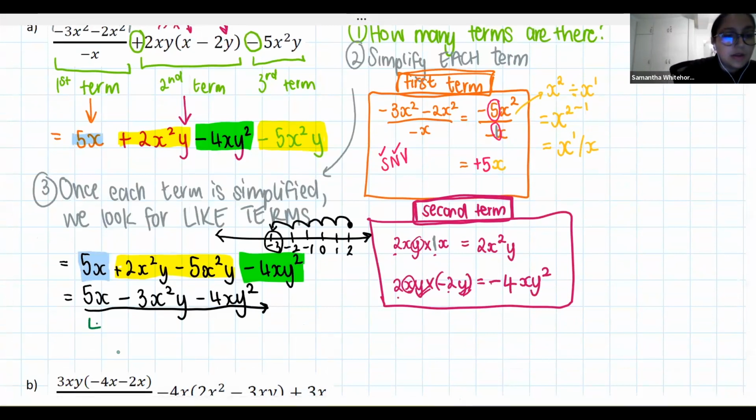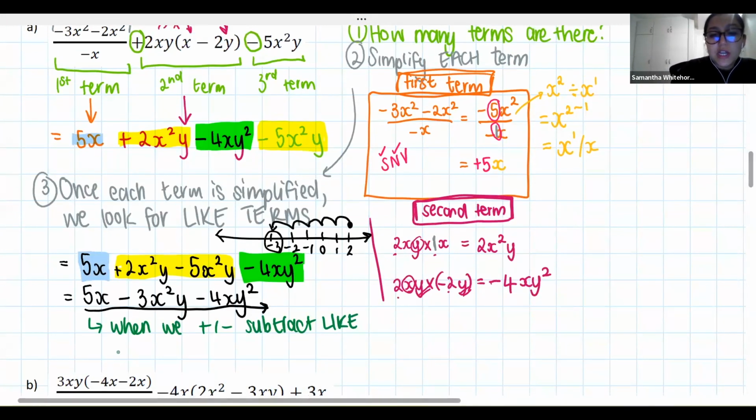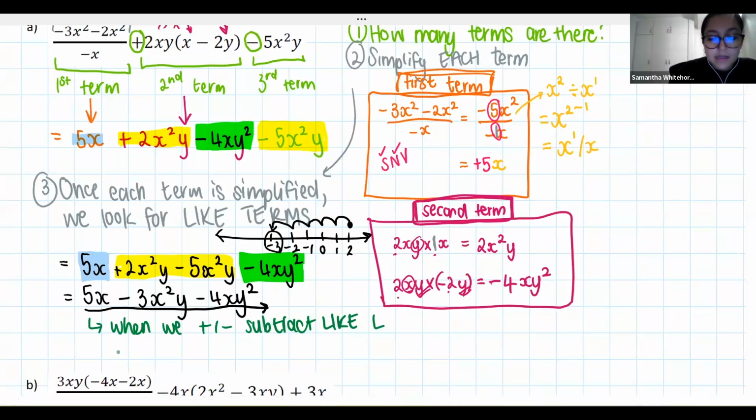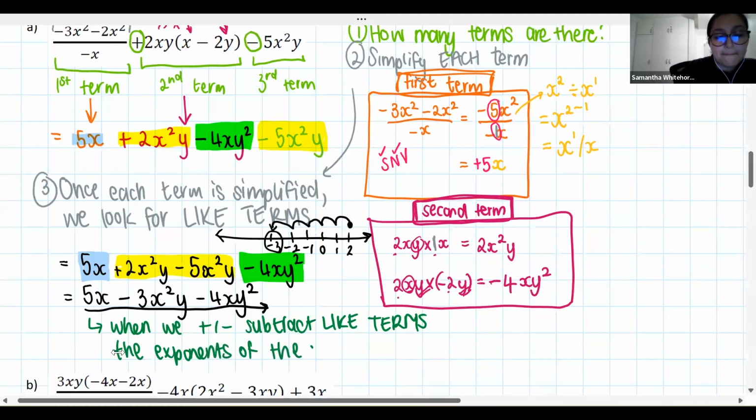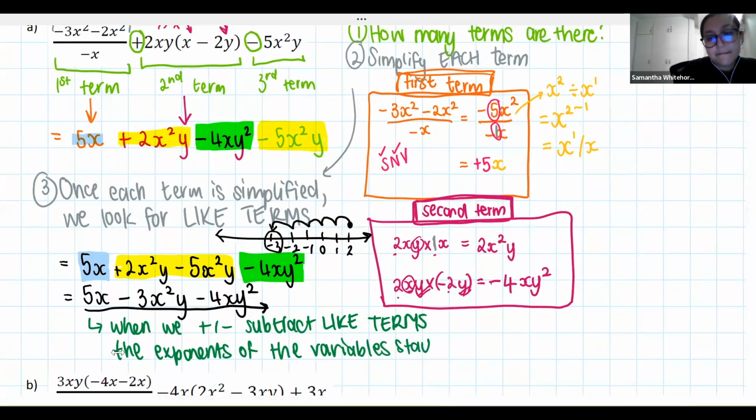Okay, so when we add or subtract like terms, very, very importantly, the exponents do not change. The exponents only change when we multiply or divide variables. But when we add and subtract our like terms, the exponents for the variables stay the same. Okay, got that in there, stay the same.